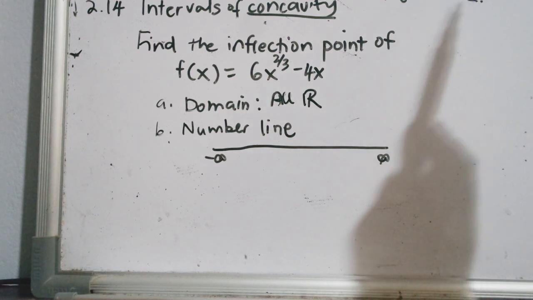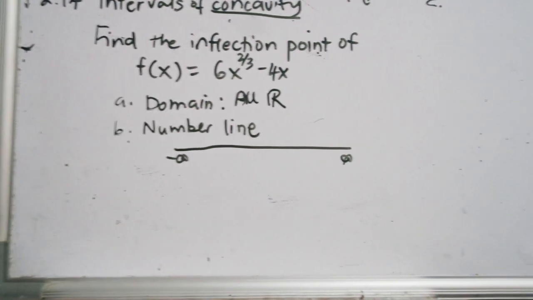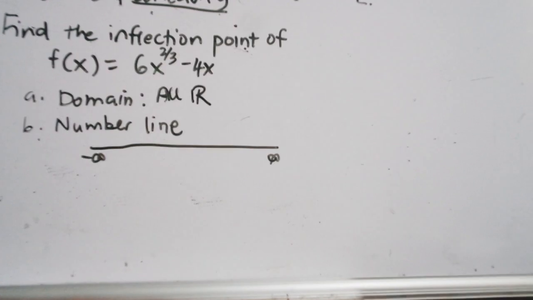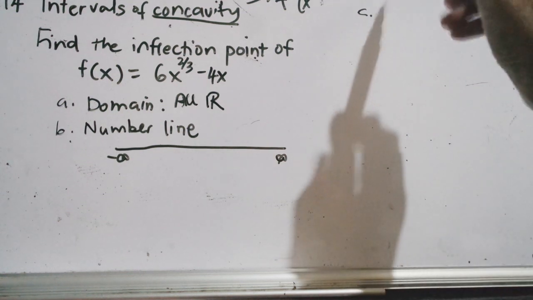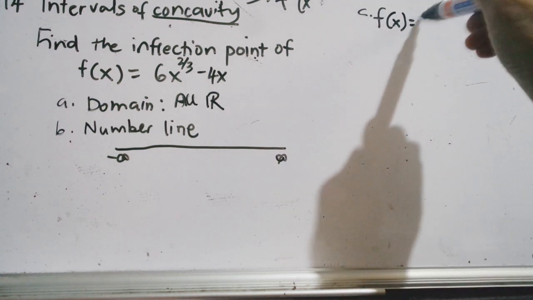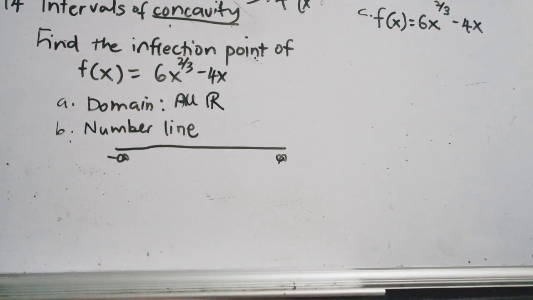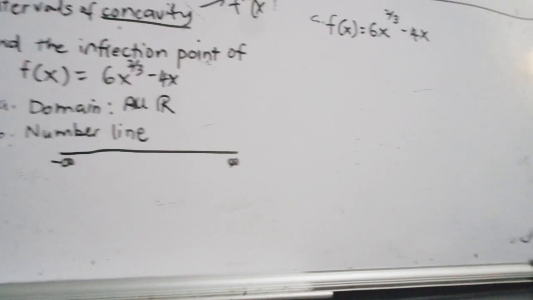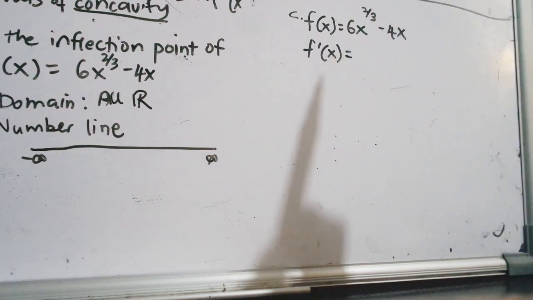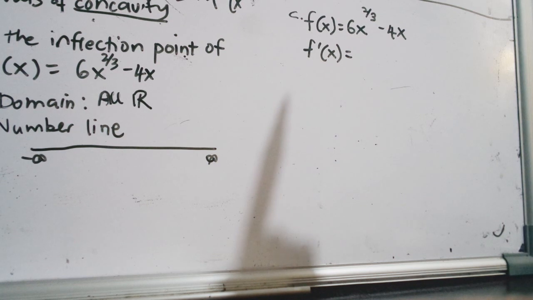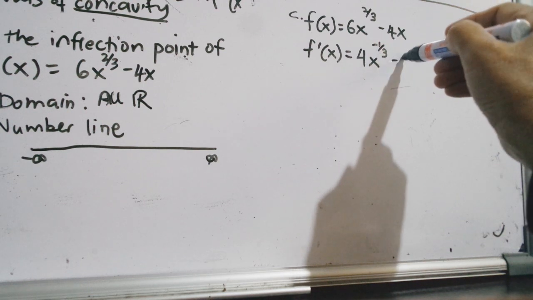We want to find the inflection point. For that, we have to find f double prime of x, because the inflection point has to come from the intervals of concavity. So let's differentiate twice. f(x) equals 6x^(2/3) minus 4x. Differentiate: f prime of x equals 6 times 2/3, which is 12 over 3, which is 4, x to the power of 2/3 minus 1, which is minus 1/3, minus 4.